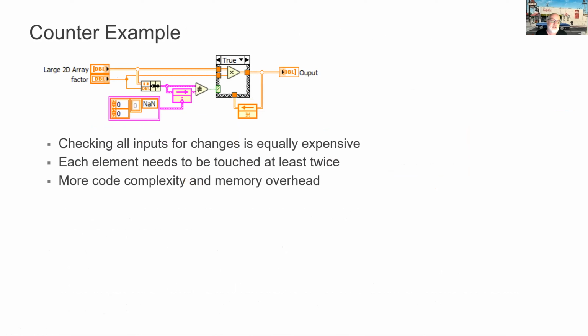A counterexample, of course: if you have a large 2D array and you multiply it, figuring out first if the array has changed or any of the input has changed, and then multiplying it, you need to look at each element twice at least, right? So you just do it. You don't need to do any caching, of course.